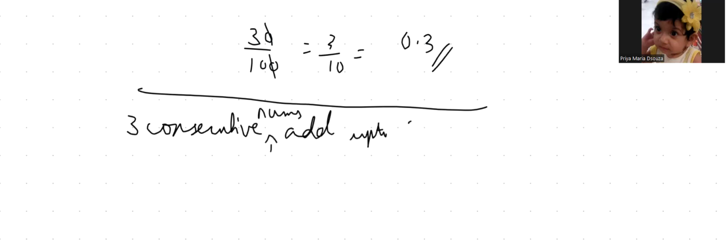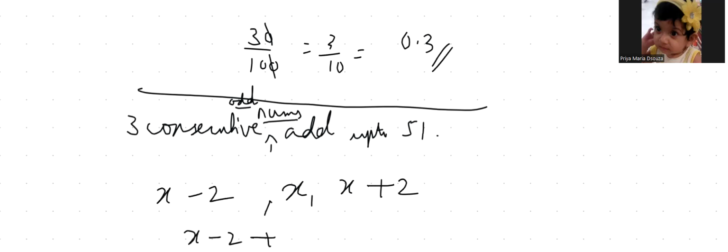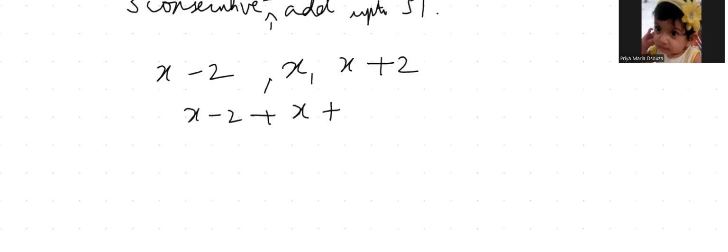Now be very careful. I'm using the word consecutive. If I say just numbers, what would you do? You would have taken x minus 1, x and x plus 1. Now I'm using the word odd numbers, so you should be very careful here. Even numbers differ by 2. Odd numbers also differ by 2. So if one number is x, the next odd number after it will be x plus 2. The odd number before x will be x minus 2. And I'm going to add all of them. x minus 2 plus x plus x plus 2 is equal to 51, isn't it?